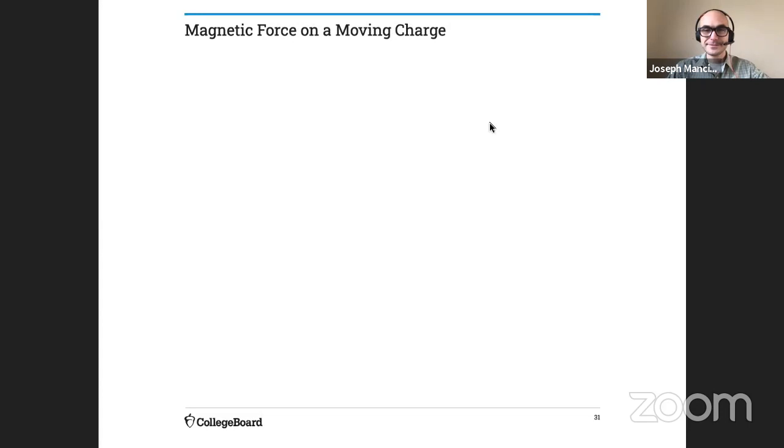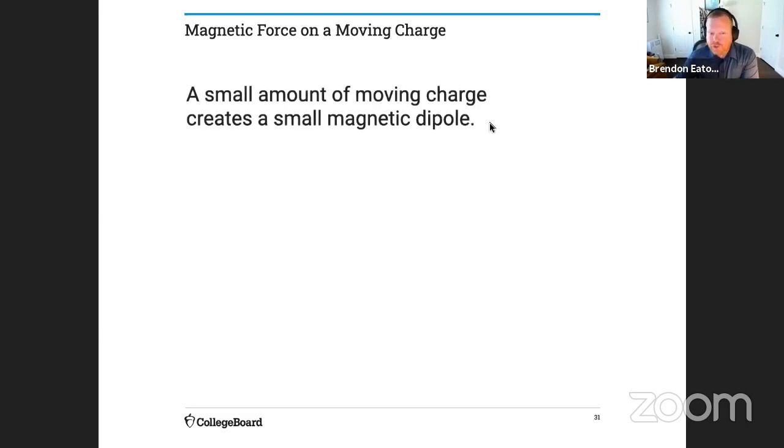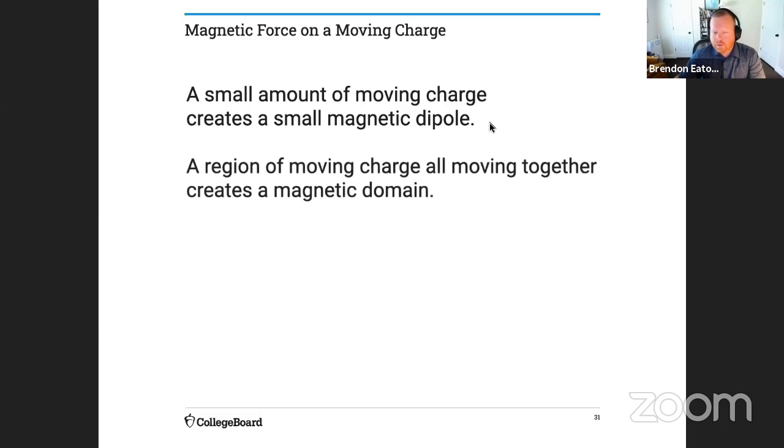All right, this is my favorite part, when we start talking about charges actually moving through a field. So in terms of magnetic force on a moving charge, we know a small amount of moving charge creates a small magnetic dipole. And a region of moving charge altogether creates a magnetic domain. So if you have multiple moving charges, that becomes a magnetic domain.